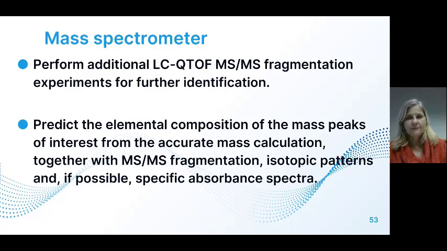Now, when we do that, we can predict the elemental composition of your mass peak of interest from your accurate mass calculation. Then we can get the MS fragmentation, and with that, if you have another detector such as a UV detector, you can have your absorbance spectra as well, and through that you would be able to identify. So you have your mass peak, so you know what your mass would be, you know what your fragmentation pattern would be, and you have your absorbance, and through that you would try and identify the compound.